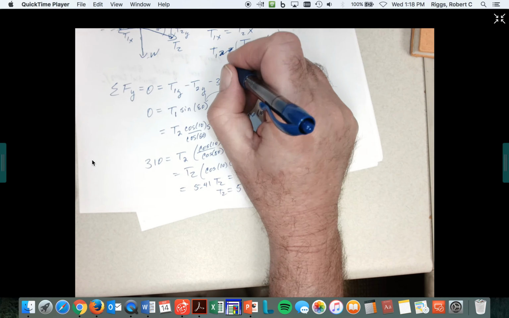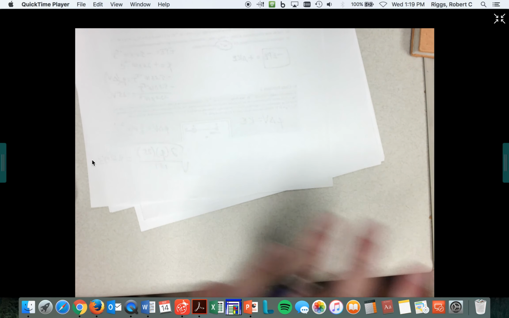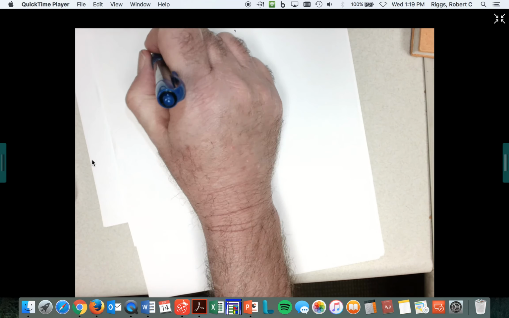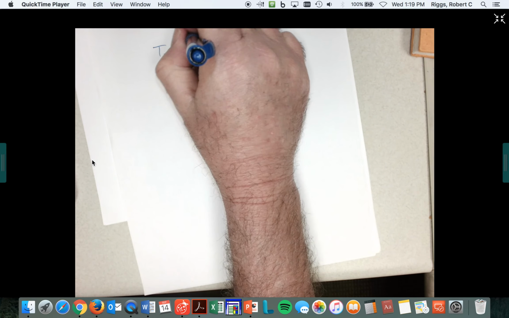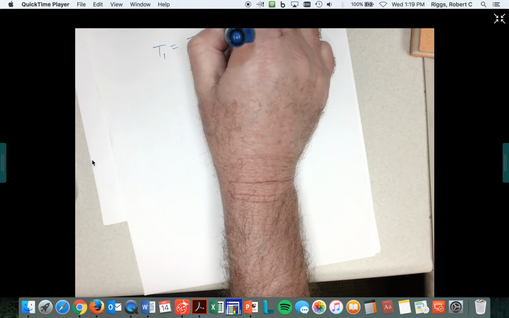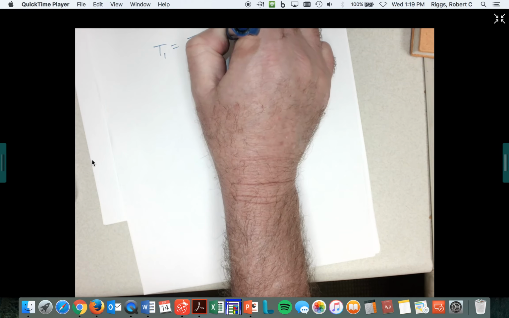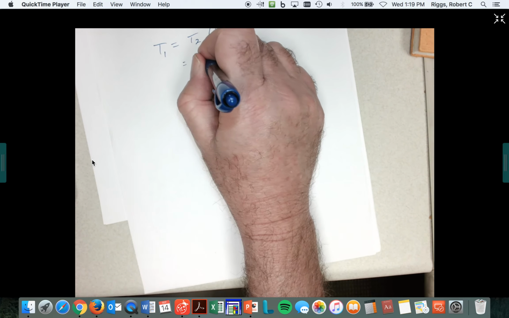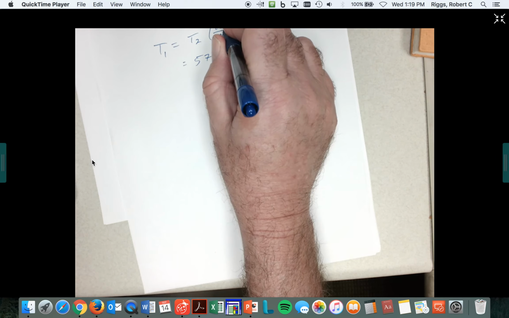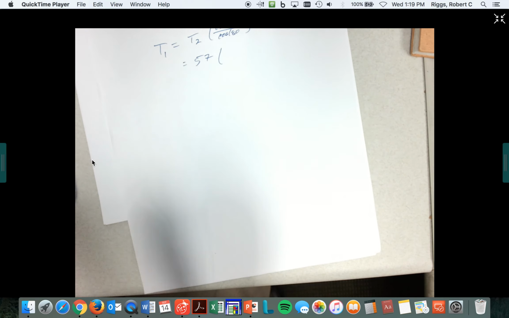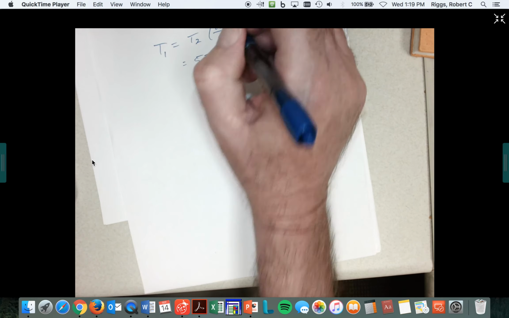So T1, let's go ahead and finish this. Whoops. So then T1 is equal to T2 cosine of 10 divided by the cosine of 80 from earlier scratch work. Which is 57. This number is going to be much bigger than that one.